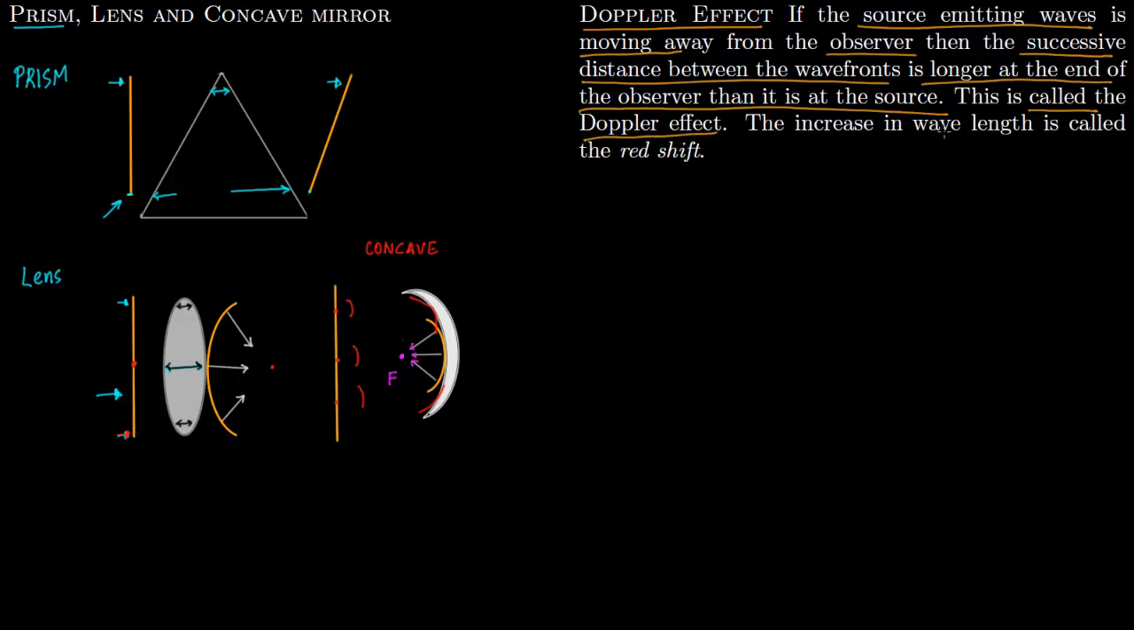Now this increase in wavelength, because the source is moving away from us, is called the redshift. Now in case the source is moving towards us, then the astronomers call this blue shift. So red shift is when the source or the galaxy or the star which is emitting the wavelength is moving away from us. If that galaxy or star which is emitting the light is moving towards us, we call it a blue shift.